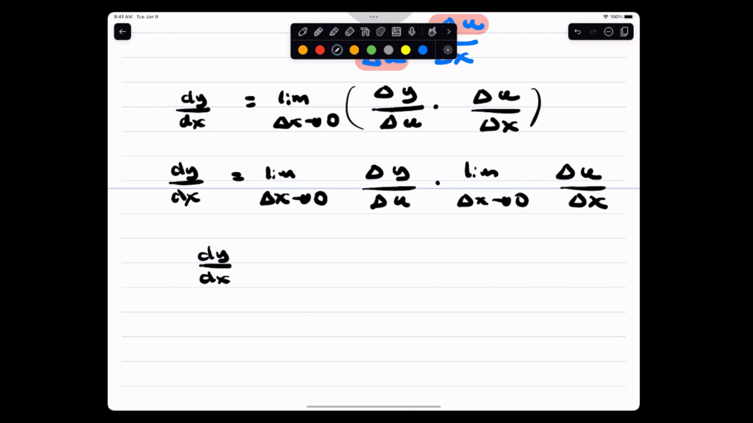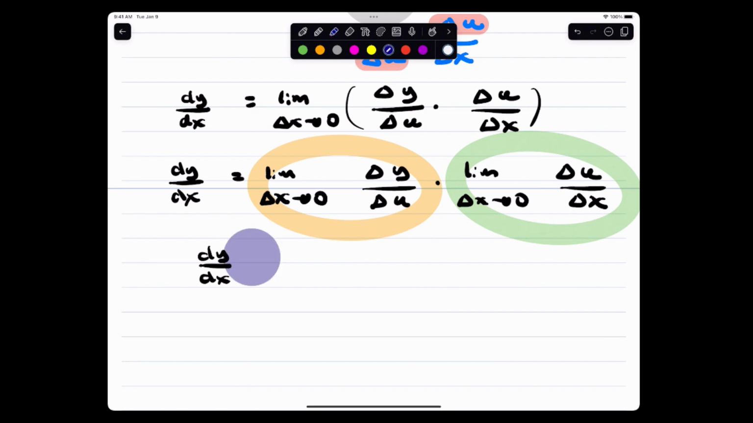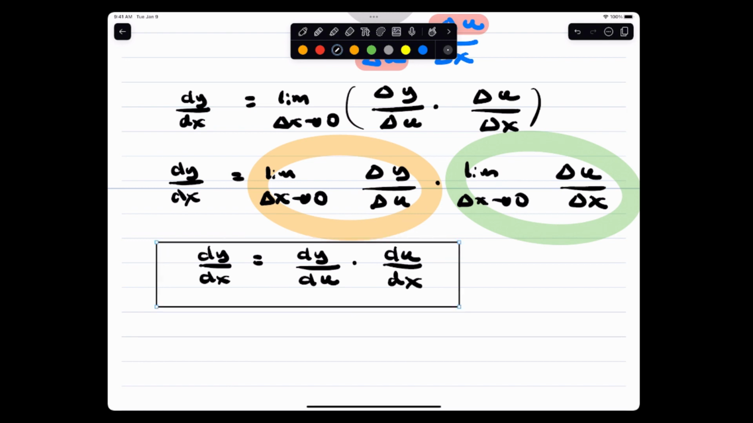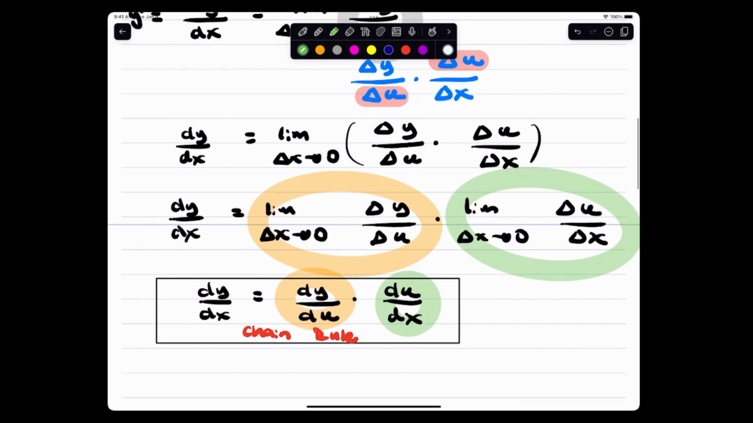And so what we say is that this portion here in orange, and this portion here in green, is equal to dy du times du dx. And that is really our introduction to chain rule, where this orange portion is dy du, and this green portion is du dx. Chain rule.